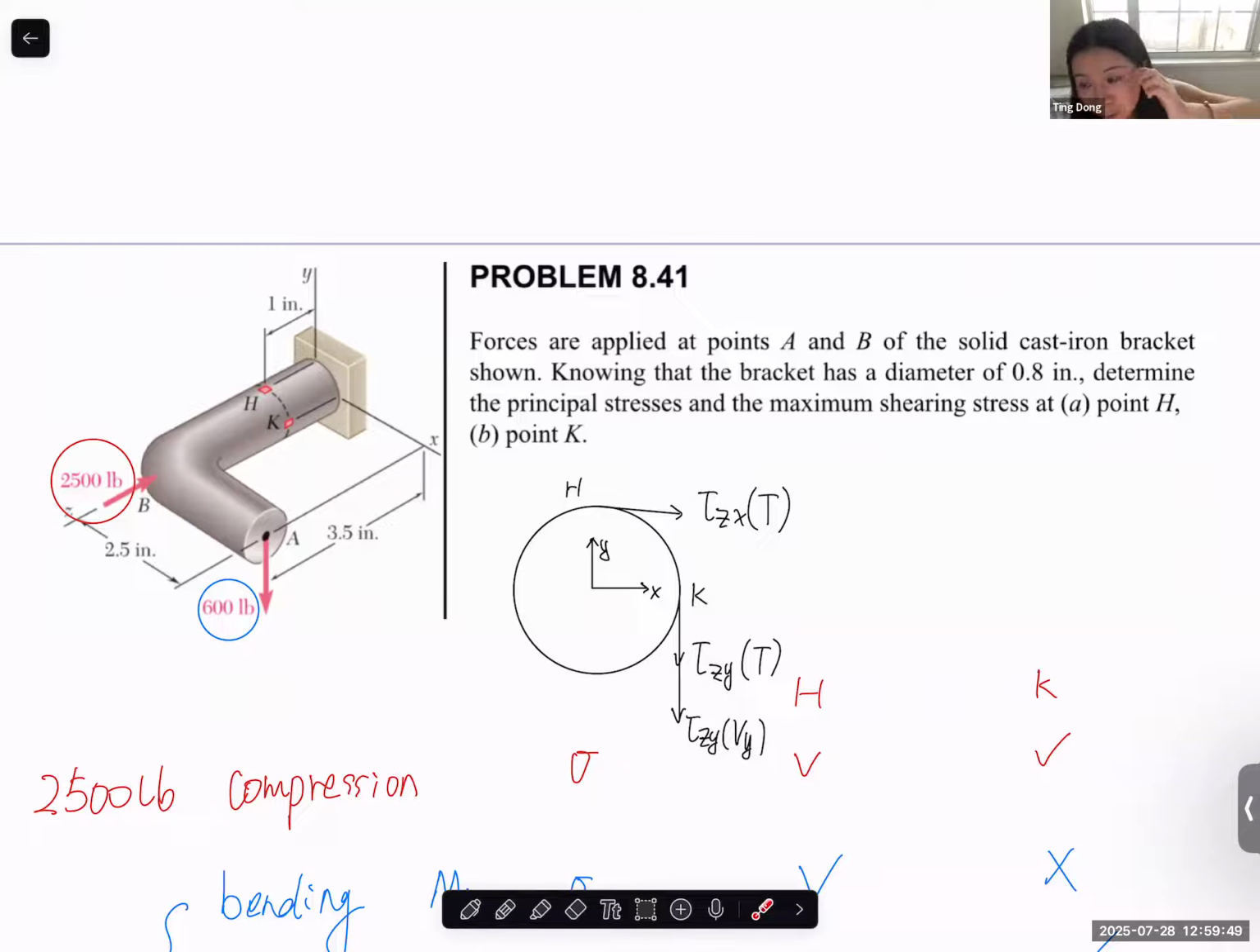I tried to undo a few times. It didn't work. I didn't know what happened. Sometimes Notability is weird.